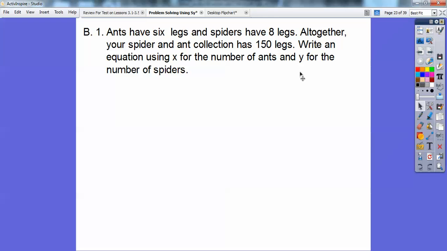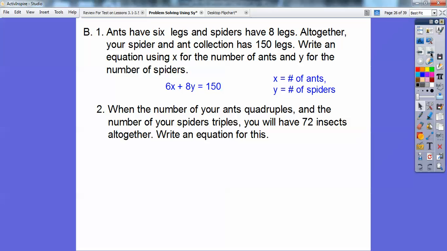So write an equation using x for the number of ants and y for the number of spiders. Okay, so x is the number of ants and y is the number of spiders. Now remember, for 150 legs, each ant has 6 legs. So since we have x ants, there's going to be 6 times x legs. And since we have y spiders, spiders have 8 legs, so there's going to be 8 times y legs. And there's 150 altogether. So 6x plus 8y equals 150.